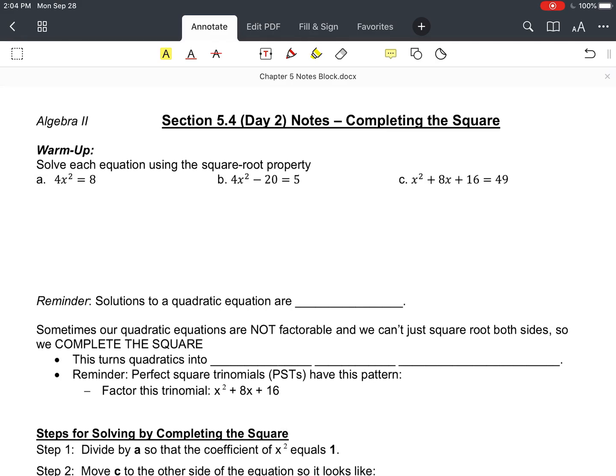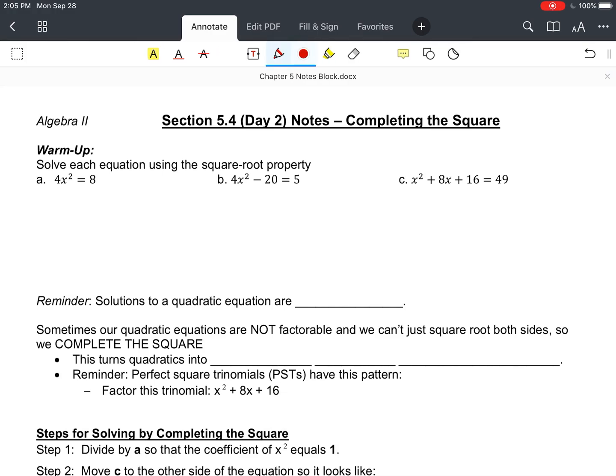So in 5.1, we talked about how to use the square roots property to solve. There's another way to solve using completing the square. So for the warm-up, these are just reusing the square roots property. So you can review lesson 5.4 part 1 if you need help, but let's go over part C together.